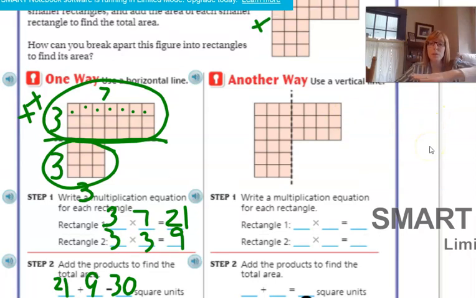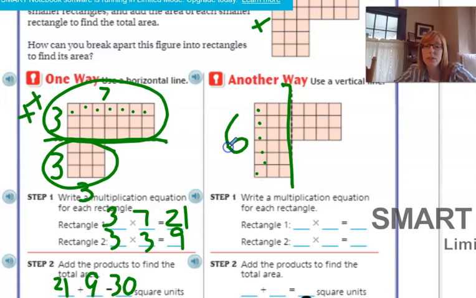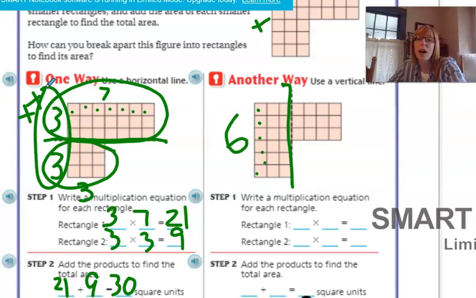Instead of going this way, horizontal, they used a vertical line and they went straight down. So we have 1, 2, 3, 4, 5, 6. We have 6 on this side, which makes sense because when we were over here, we had 3 and 3. So that makes the 6. And then up top, you still have the 7 going across, but they broke it vertically down. So we have 3 here.